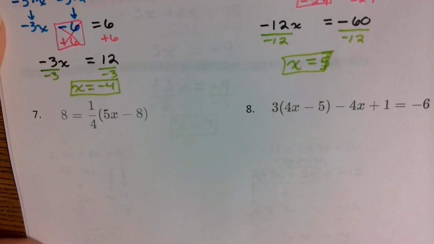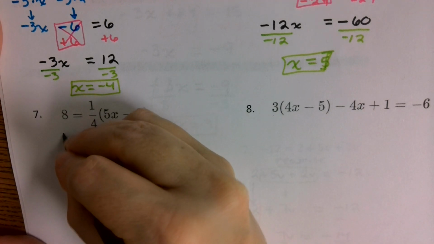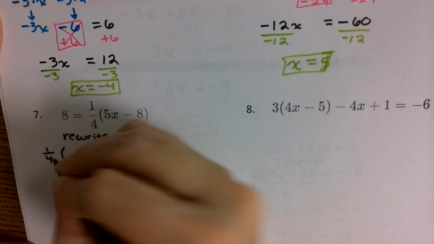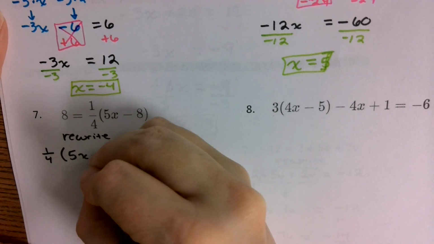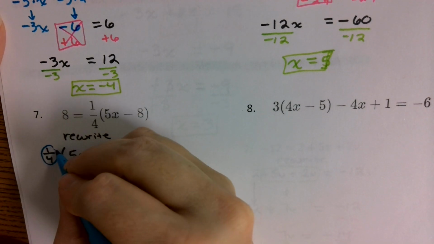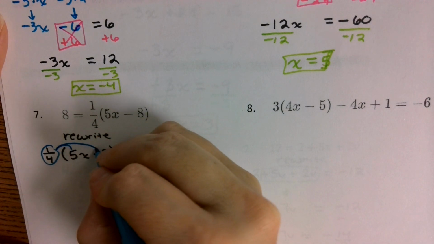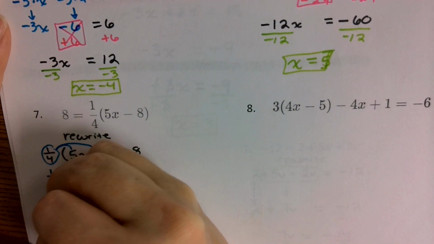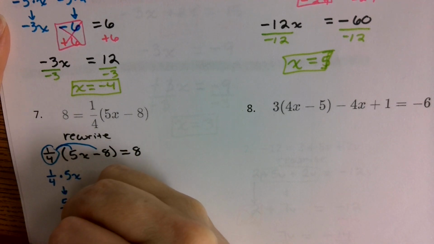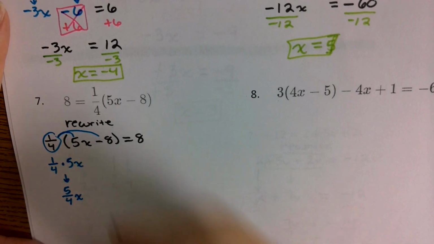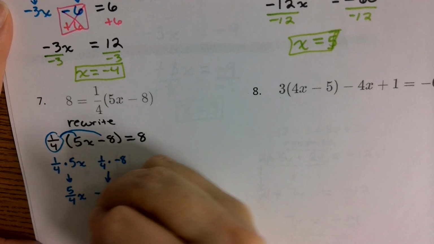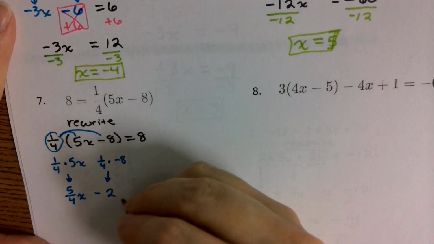Okay, for problem number 7, I'm going to go ahead and do a quick rewrite first. I'm going to have 1/4 times the quantity of 5x minus 8, and that's equal to 8. I then go ahead and distribute 1/4 times 5x and 1/4 times negative 8. When I do 1/4 times 5x, that's going to give me 5 over 4x. When I do 1/4 times negative 8, that's going to come out to a negative 2, and the whole thing is set equal to 8.